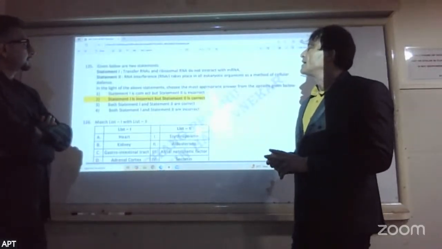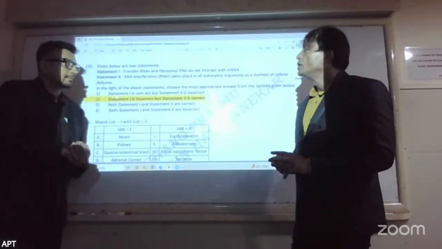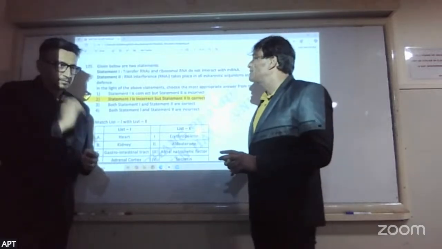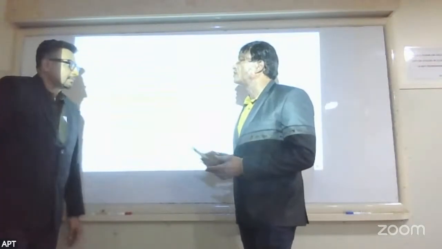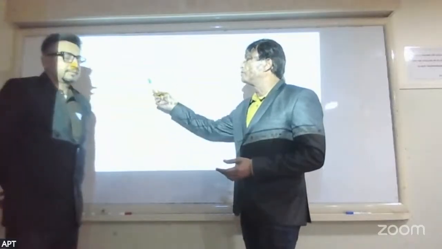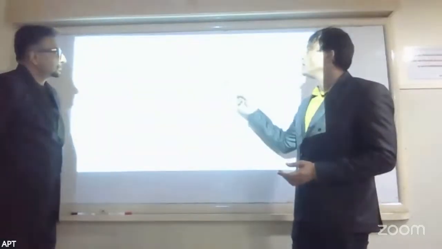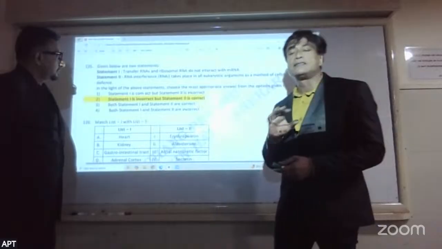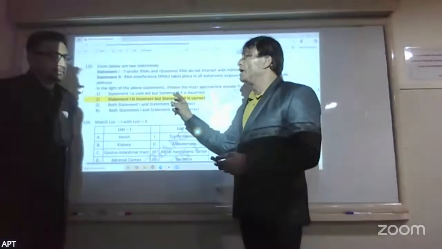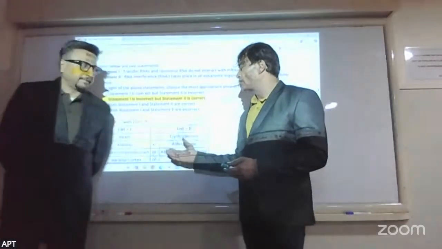Transfer RNAs and ribosomal RNA do not interact with mRNA during protein synthesis, which is false. Yes, they interact with each other, and that's how the translation process takes place. So statement 1 is false. However, RNA interference, that is RNAi, takes place in all eukaryotic organisms as a method of cellular defense. It is a straight NCERT line, biotechnology part 2. So statement 2 is correct. However, 1 is false. Next.